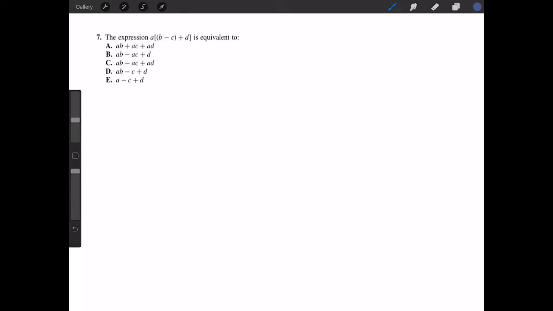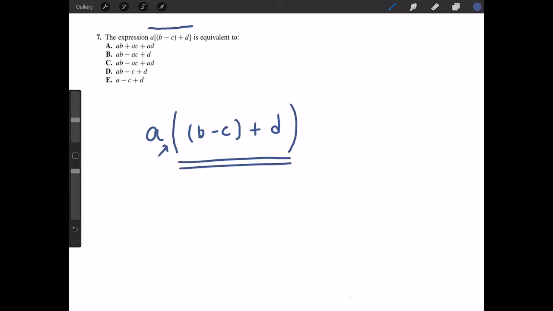For problem 7, they want to know the expression A times, then you have B minus C plus D, and it says it's equivalent to, and they give you 5 choices here. So this is a basic algebra prompt. I'll rewrite it with this type of parenthesis, so A times, I'm making this parenthesis big, and then the next one, the B minus C, making it smaller, so you can see that A is multiplying the entire thing here. Okay, very careful with that.